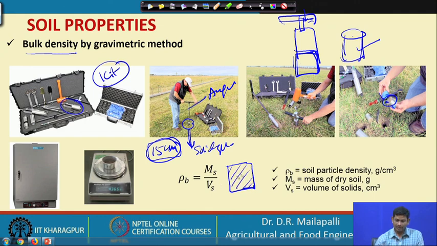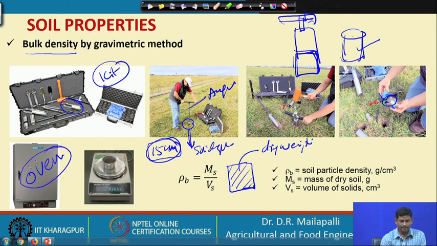Now, how to find the dry weight? This is called a hot air oven. Put the material brought from the field into an oven at 105 degrees Celsius for 24 hours. Then the moisture will be completely dried, you get the dry sample, and you find the dry weight. That is the MS.